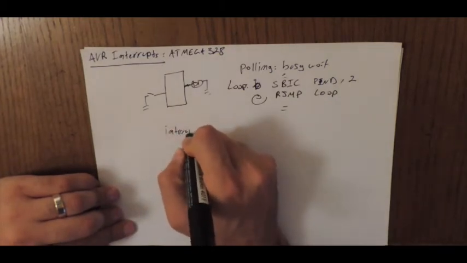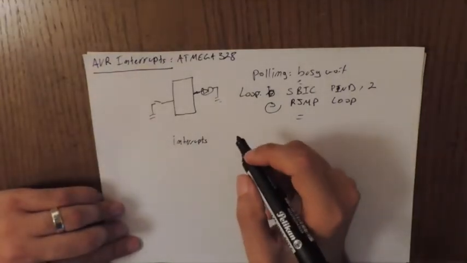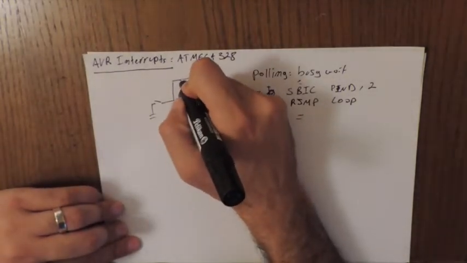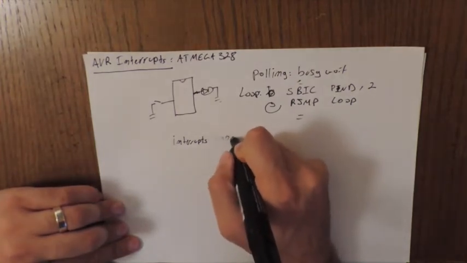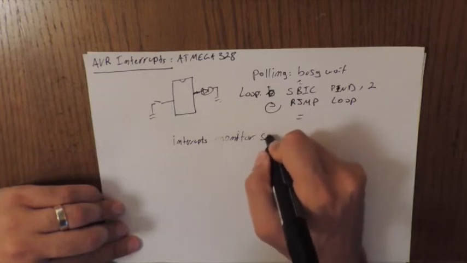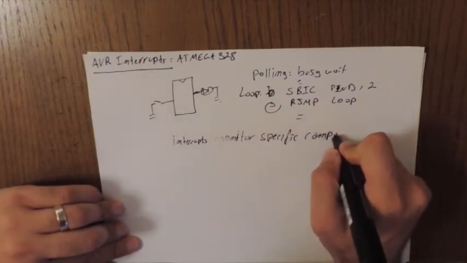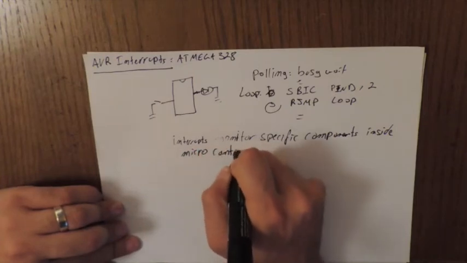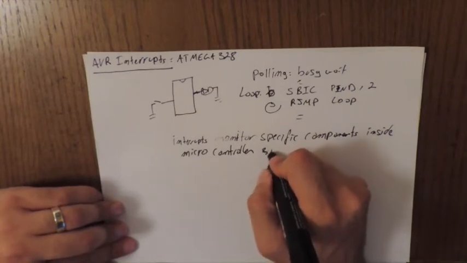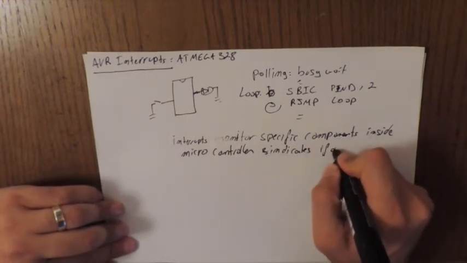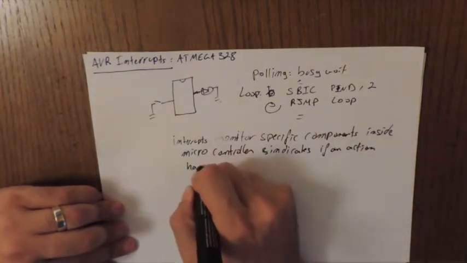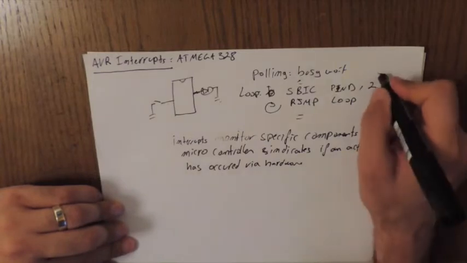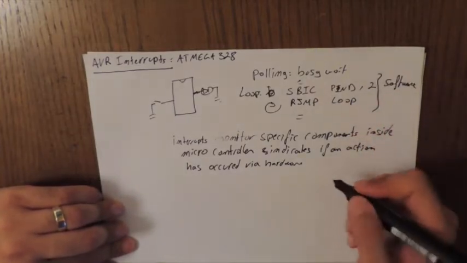So what are interrupts? Interrupts are hardware elements that monitor specific components inside the microcontroller, and indicate if an action has occurred via hardware. So this is done in software, and this is done in hardware.